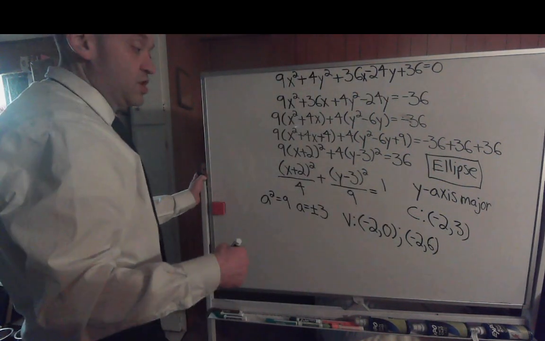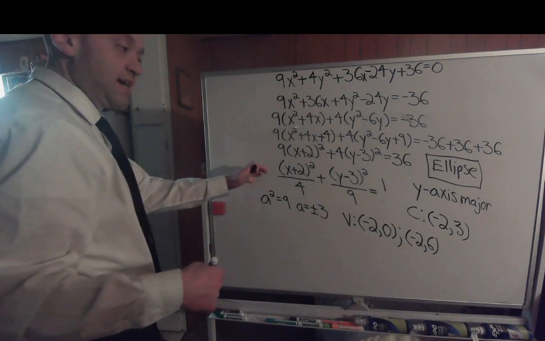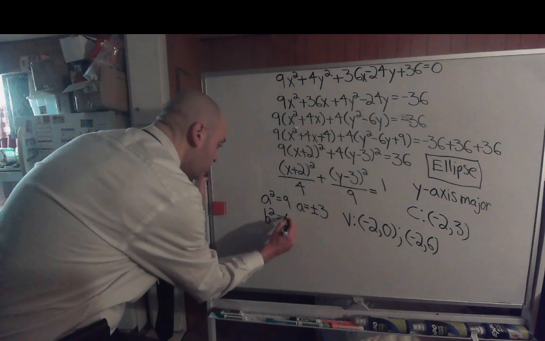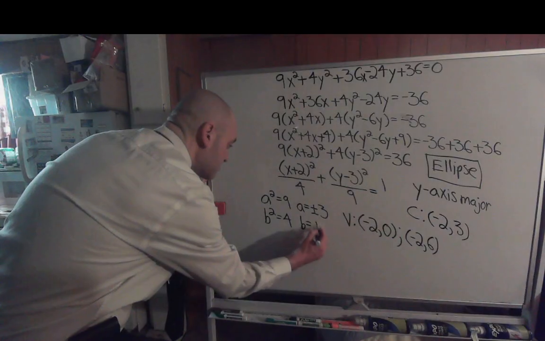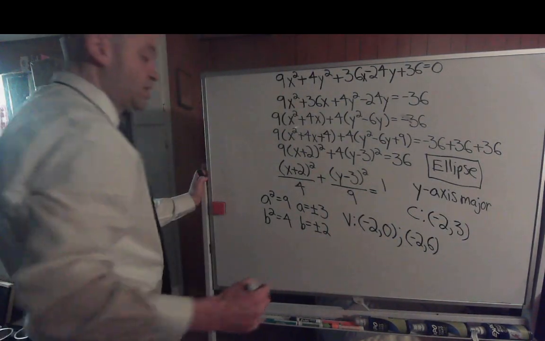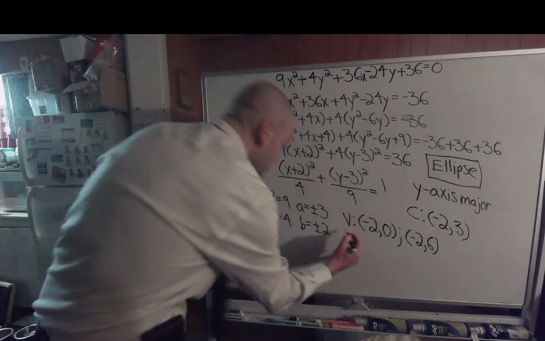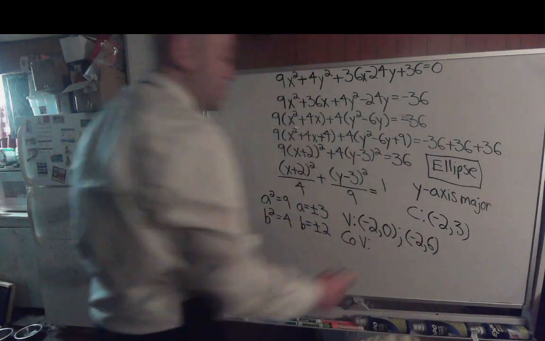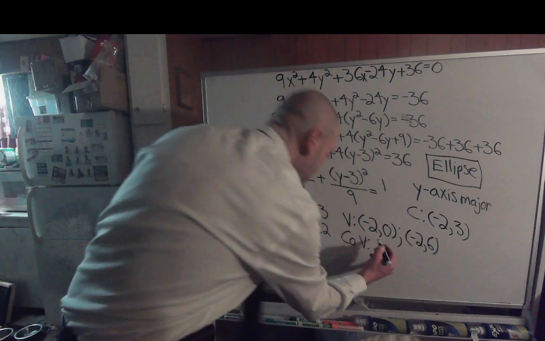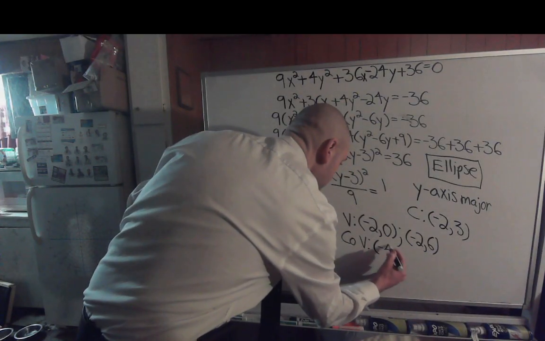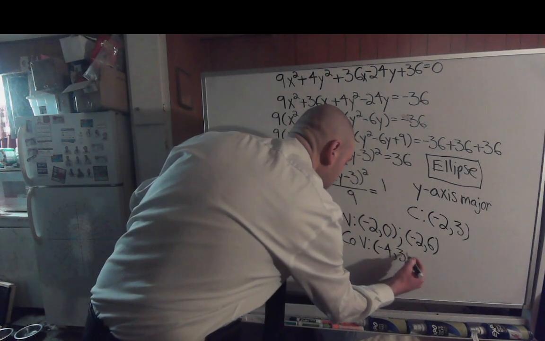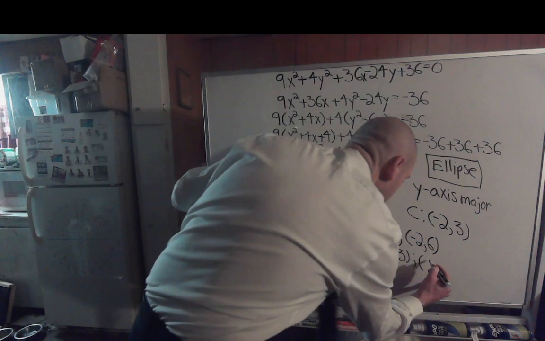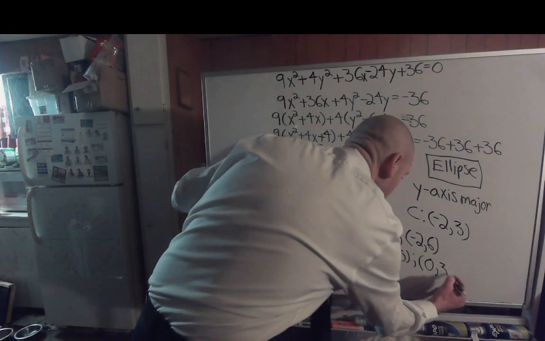And now figure out your co-vertices. That means your x-axis is your minor axis, so b squared equals 4, so b would equal plus and minus 2. So for your co-vertices, you're just going to take that negative 2 from your center coordinate. First subtract 2, you'll get a co-vertex at negative 4, 3. And then if you add 2 to negative 2, you'll get another co-vertex at 0, 3.